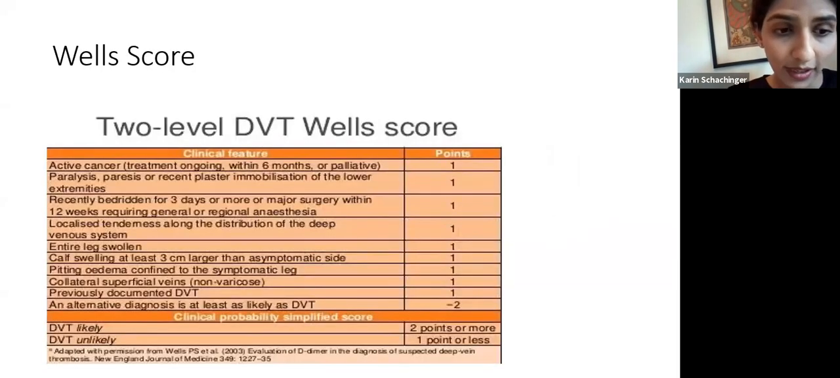Okay, and then one of the scores is entire leg swollen. And then this is interesting: calf swelling at least 3 centimeters larger than the asymptomatic side. I'm going to come back to that in a second after we read these, okay? So the size of the calf is important as well. And then collateral superficial veins, so varicose veins. Again, remember varicose veins are going to make the blood stagnant, so that's another reason. And previously documented DVT, okay? So you're creating the score system and you're doing it.